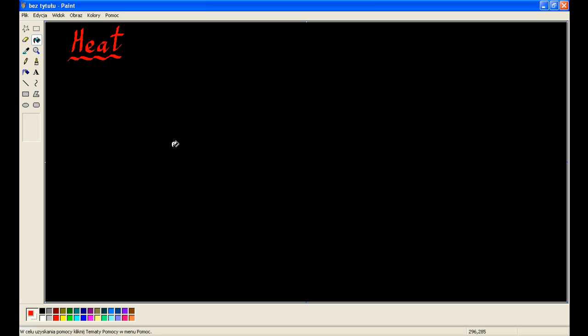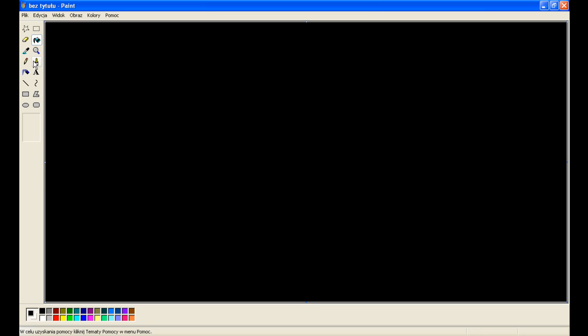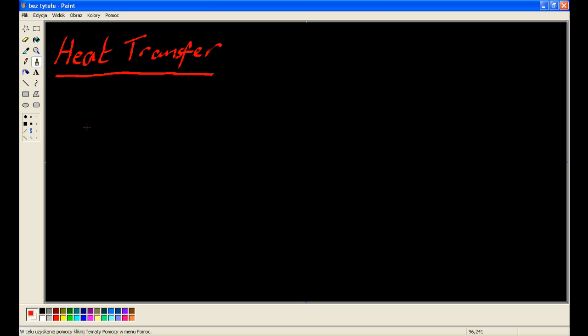Okay, let's clear that away, and let's talk about heat transfer. Now, there are different ways in which heat can be transferred from one place to another.